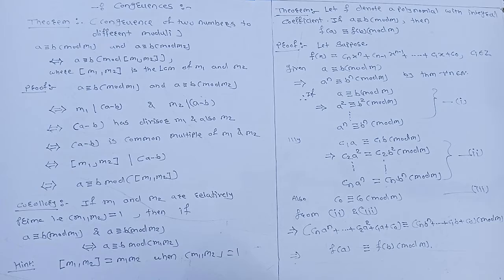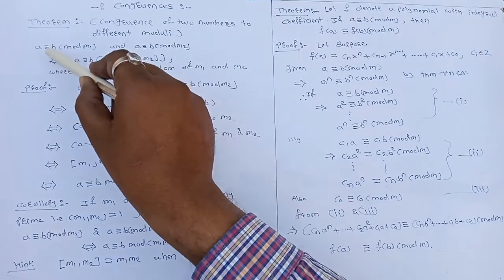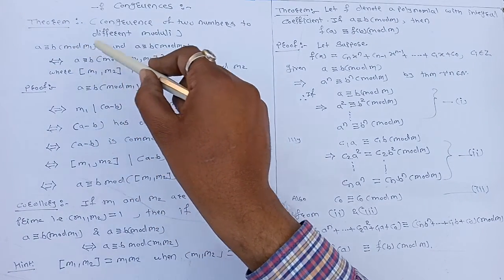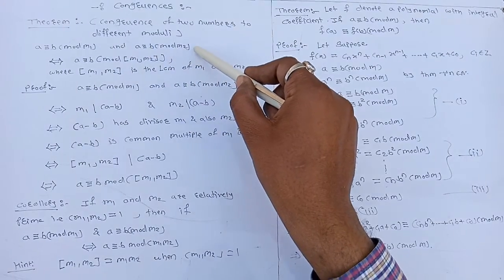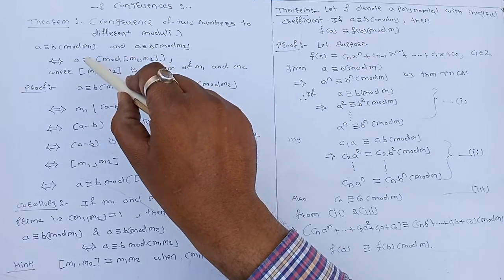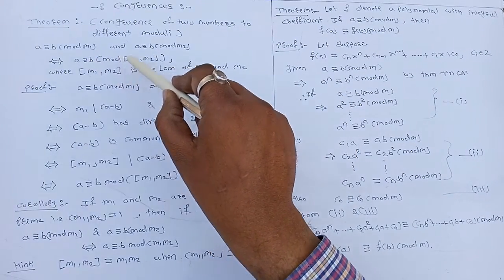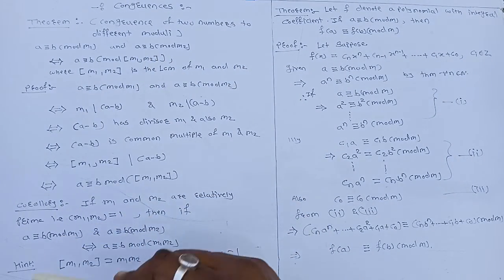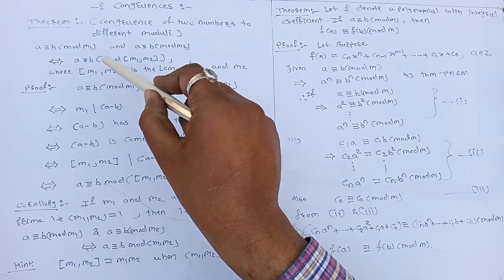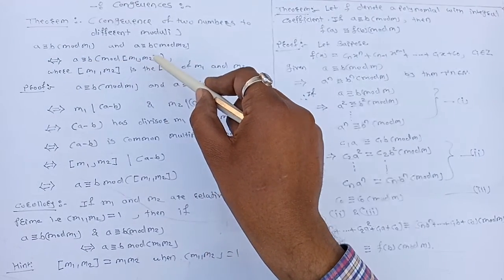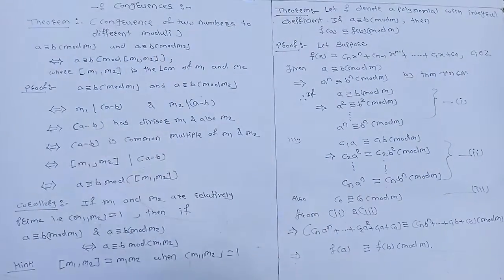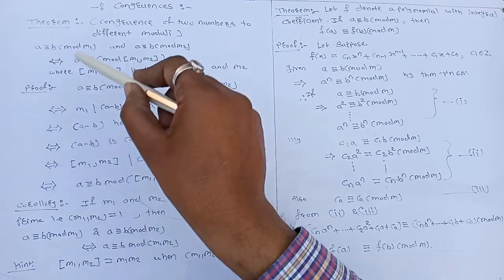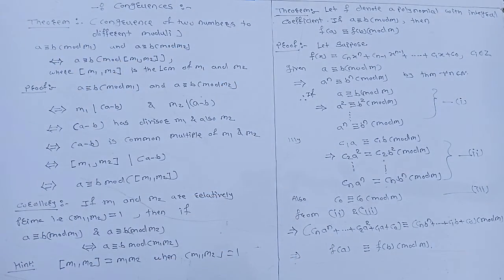That means we have to show that if A is congruent to B mod M1 and A is congruent to B mod M2, then A is congruent to B mod their LCM. And conversely, we have to show that if A is congruent to B mod LCM of M1 and M2, then A is congruent to B mod M1 and A is congruent to B mod M2. This is what we have to show.